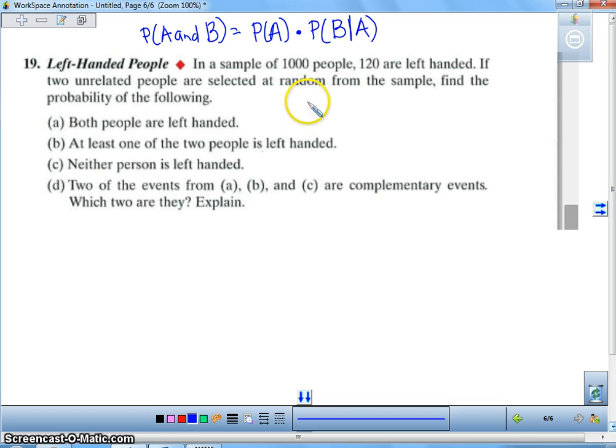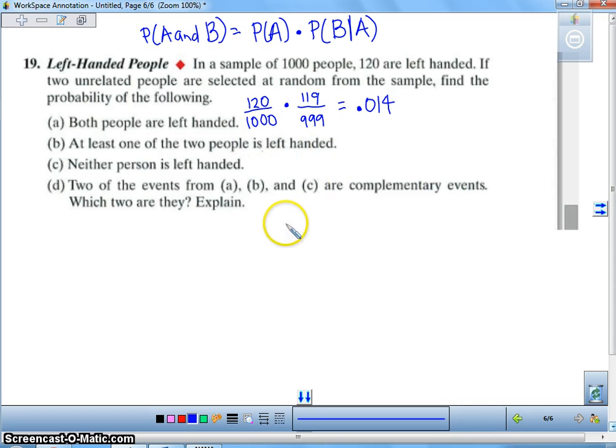So we need to make sure that the second time we choose, we're choosing out of 999 people, and we assume we got whatever we were looking for the first time. So for both people to be left-handed, that means we have 120 out of 1,000, and means multiply. Given this person was left-handed, there are now only 119 left-handed people, and only 999 people total. And when we multiply that, that is 0.014.